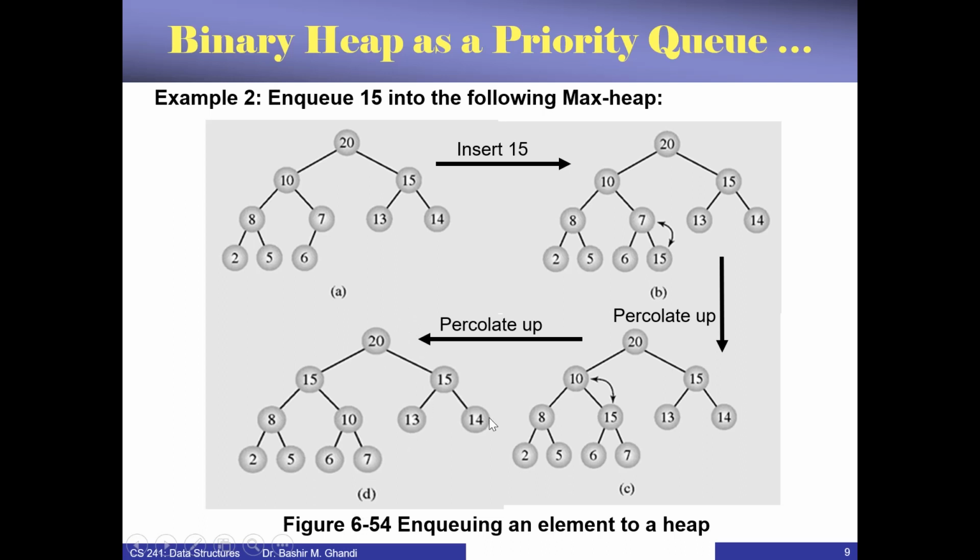So this is why we decided that binary heap is a better data structure to use for implementing priority queue, because it doesn't incur any extra cost in terms of enqueue and dequeue, yet it gives you your highest priority element directly.